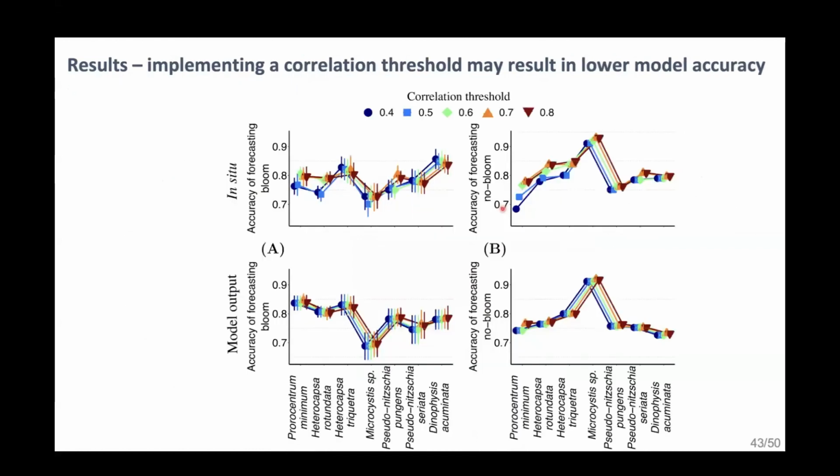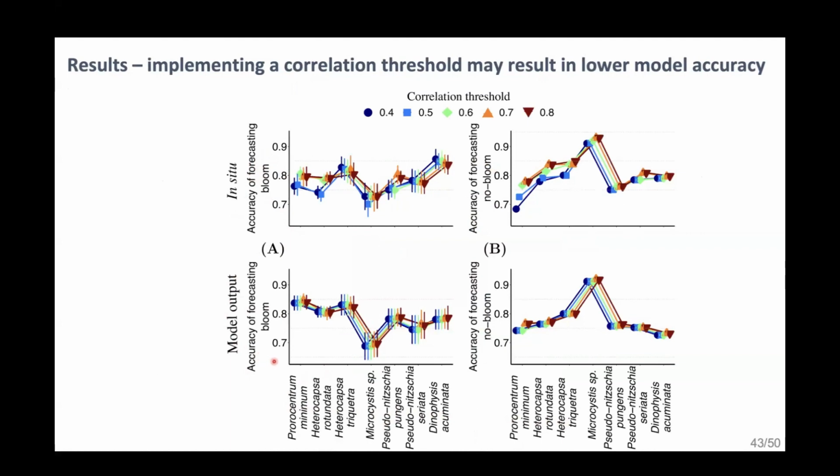Okay. And finally, final results. Let's have a look at the corresponding model skill. What I show here is the accuracy of forecasting a bloom on the left, and then the accuracy of forecasting a no bloom occurrence on the right, for again the 7 algal taxa. On the top, I show the results when we use in situ observations to train our statistical model, and at the bottom, I show the results when we use mechanistic model output provided by CBEFS to train our statistical model.